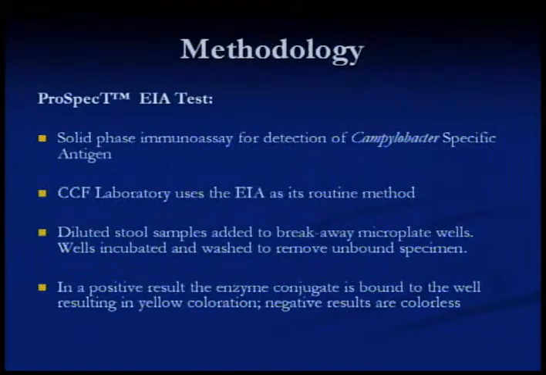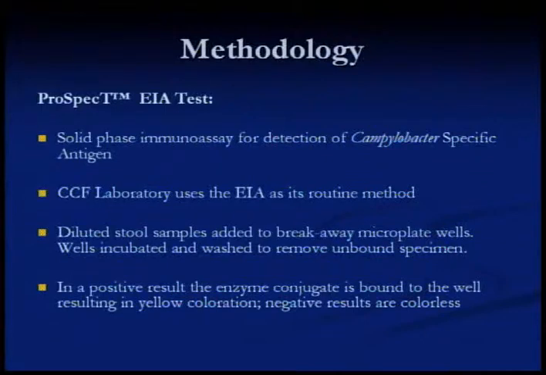Now I will discuss the final testing method, which was the Prospect-T EIA test. This is a solid-phase immunoassay for the detection of Campylobacter-specific antigen. It is a testing procedure that the Cleveland Clinic Laboratory uses as its routine method.